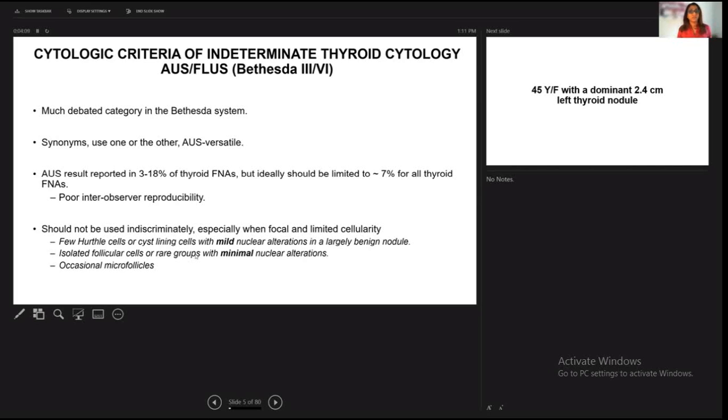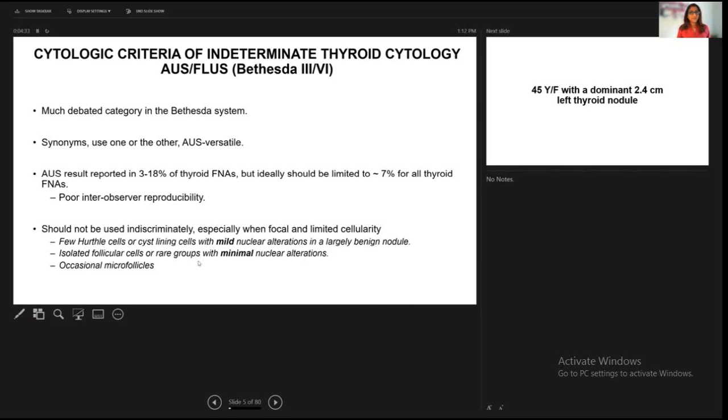In regards to which terminology is better between these two, I think AUS is far more versatile because AUS does not necessarily only encompass thyroid. When you call something atypia, which could be lymphoid, it could be metastases, or any atypical cells, you give that broad category to it. Versus follicular lesion of undetermined significance narrows it down to thyroid lesions, and nothing from outside or lymphoid. So that way AUS is probably more versatile.